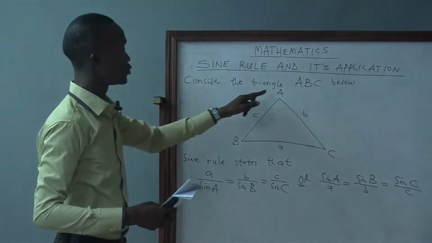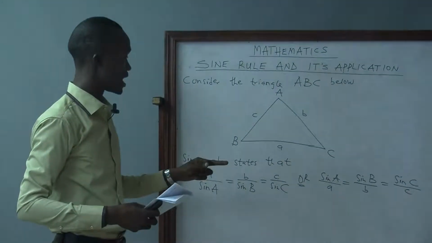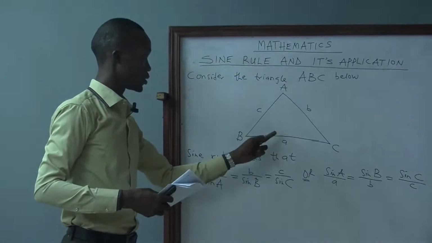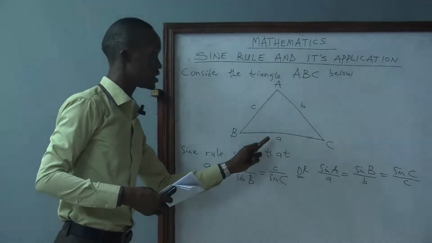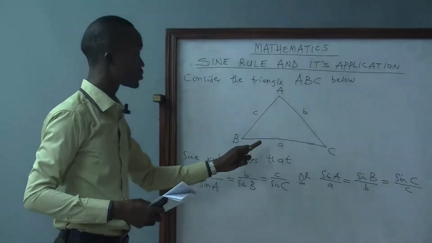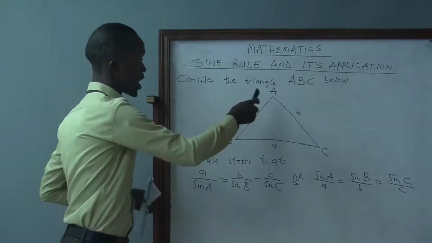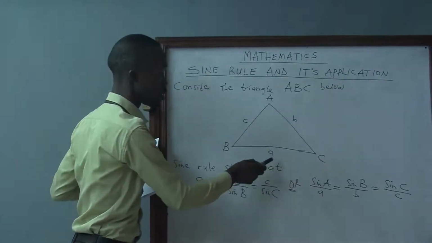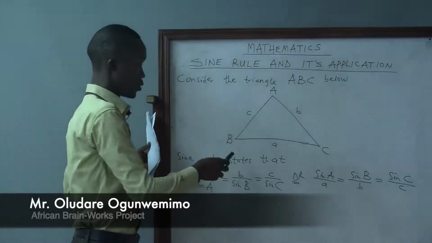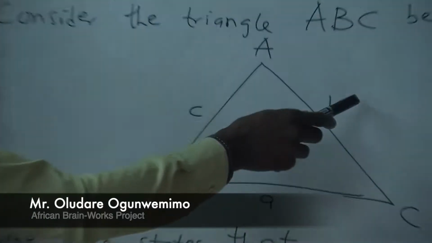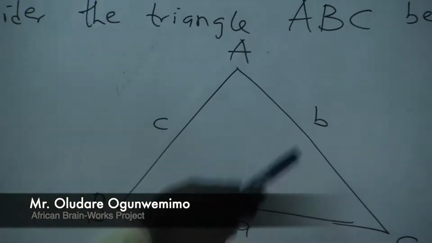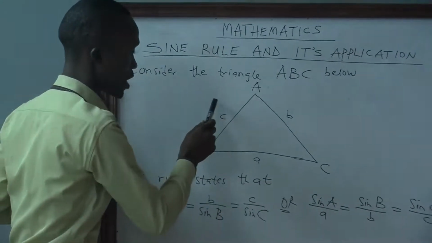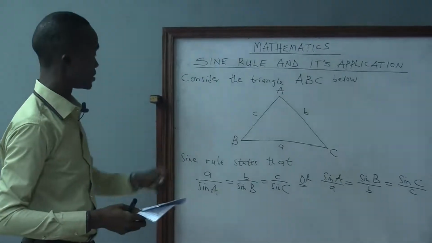When we have a triangle ABC, I explained earlier that the side facing each angle, we represent the sides with the lowercase letter, or the small letter. We have angle A, the side facing it we represent with small a. We have angle B, the side facing it we represent with small b. And we have angle C, the side facing it we represent with small c.